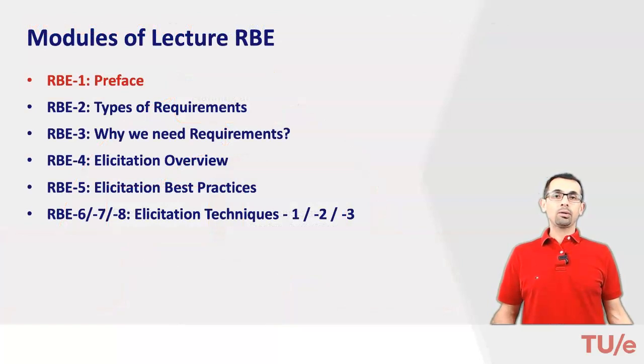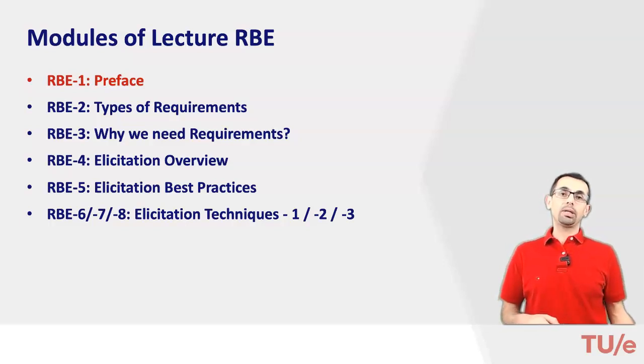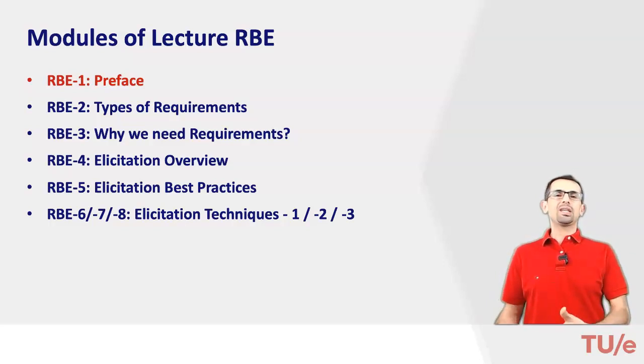So what we're going to cover: we'll discuss what requirements are and what requirement types are. And we'll also show why we need requirements, again, why they are so important in the development life cycle, and then we'll switch to the second part about elicitation. We'll just give an overview in Module 4, elicitation best practices.